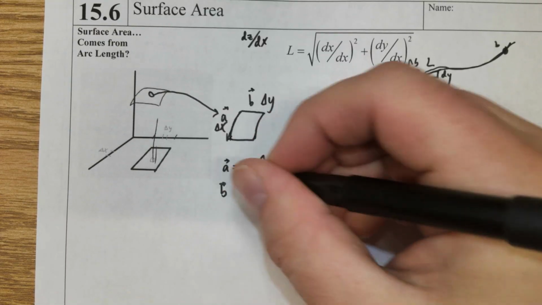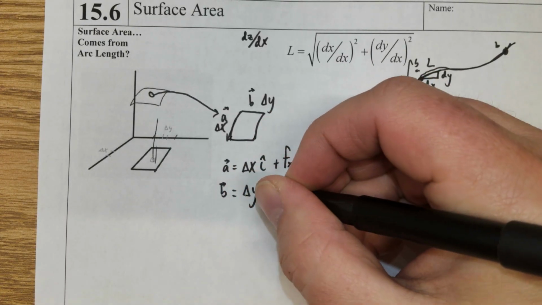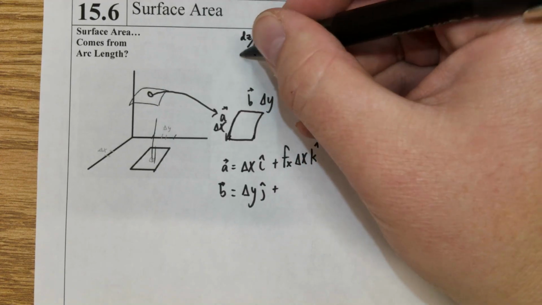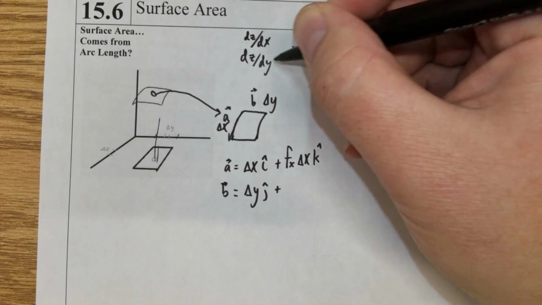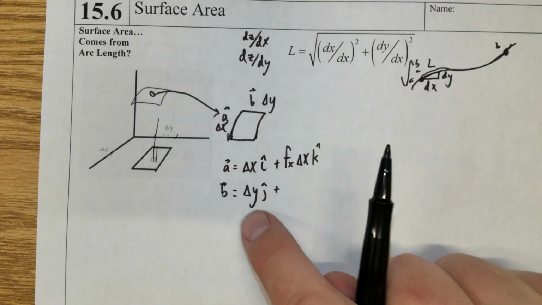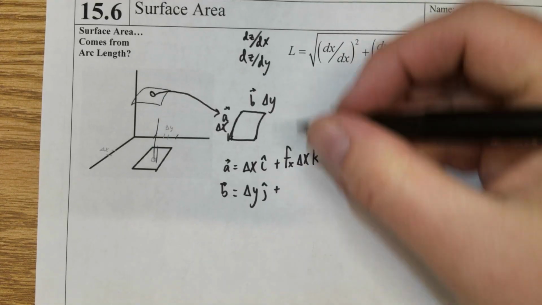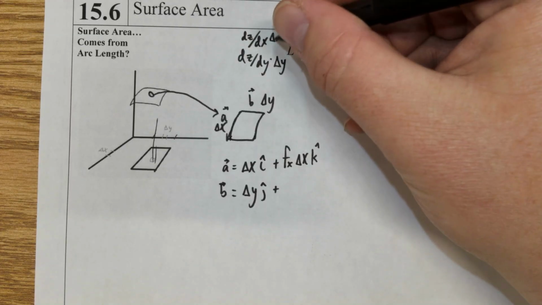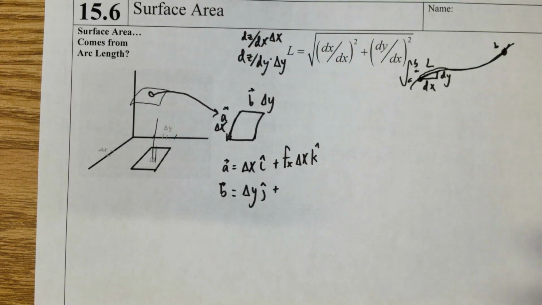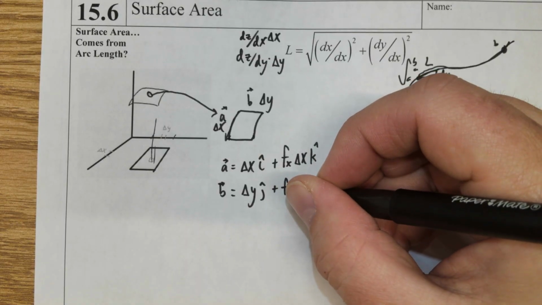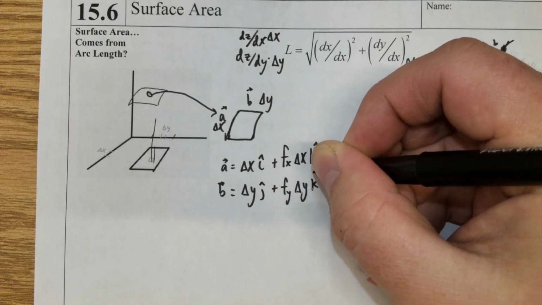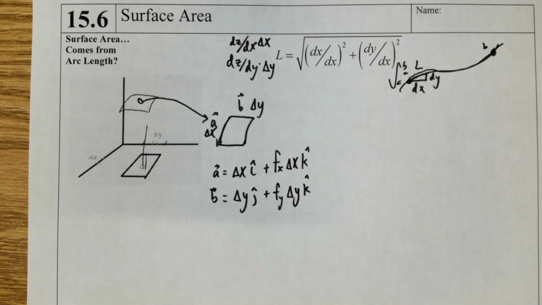And I'll do the same thing with B: delta y j, plus again, this is going to have a y-ward slope. How much does it slope? Well, it depends on the change in y. We're calling the change in y delta y, so this will just leave me with dz, a change in z, k, due to the change in y. Oh, I love this. Back to the chain rule. This is good stuff.